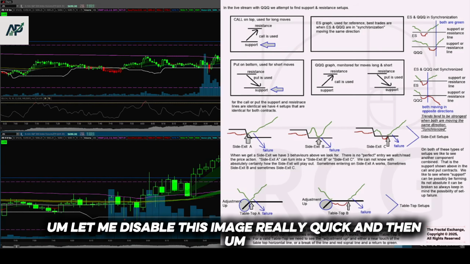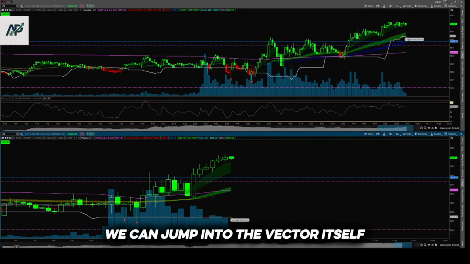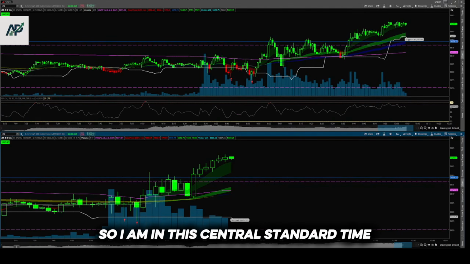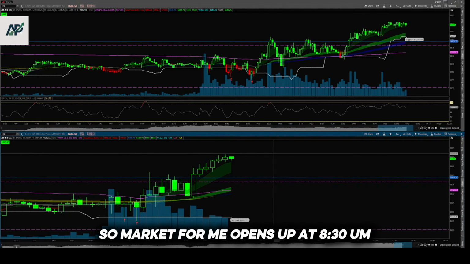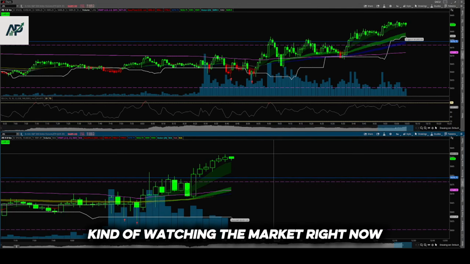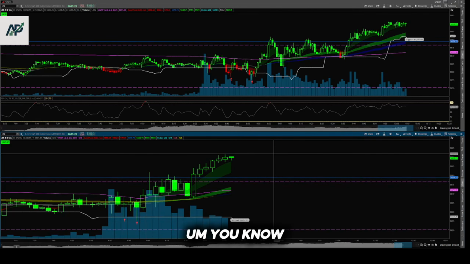Let me disable this image really quick, and then we can jump into the vector itself, and we'll focus quickly here on the morning. So I am in Central Standard Time, so the market for me opens up at 8:30. I did have basically 2 trades this morning, kind of watching the market right now.